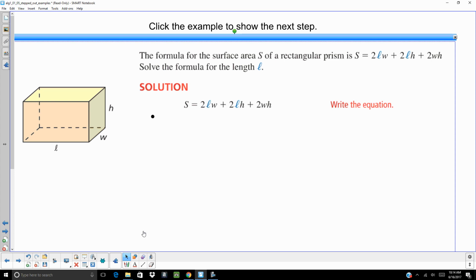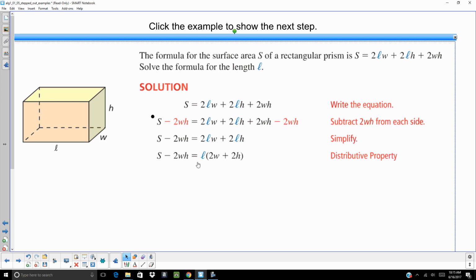So there's our original equation. And we want to get rid of that 2WH. We're going to leave everything with the blue right now where it's at. So subtract 2WH from both sides. Those are not like terms, so we can't combine them. And we're going to be left with S minus 2WH equals 2LW plus 2LH. Those are not like terms, so we can't combine them. But I notice, hey, they each have an L. So I'm going to use that distributive property and pull out that L.